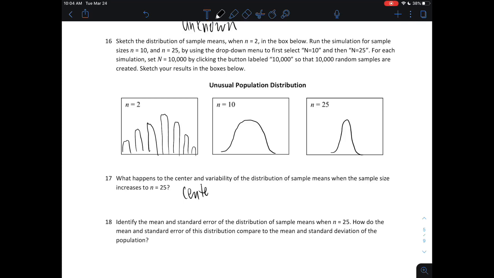So the center stayed the same for number 17, and the variability decreased.